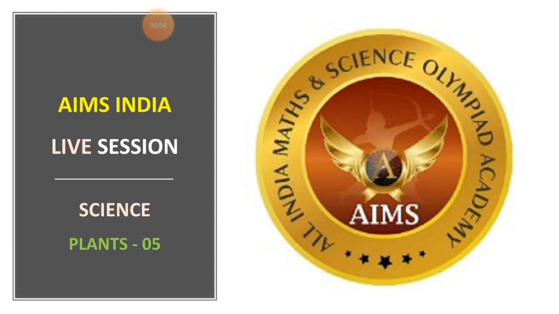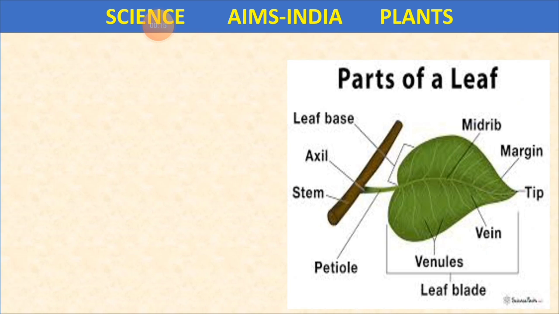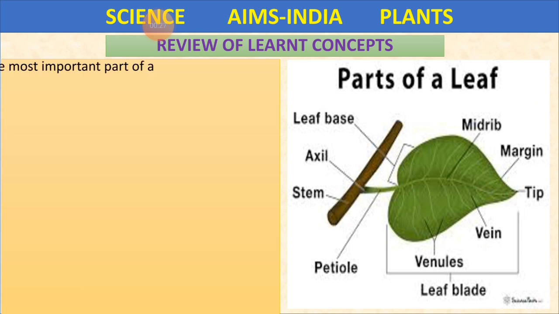So today in our science subject we are going to revise about plants and learn some more concepts about plants. Okay children, here we are talking about the parts of a leaf. You are seeing we have labeled so many parts of the leaf here, and we are going to just revise it and learn something more about the leaf.